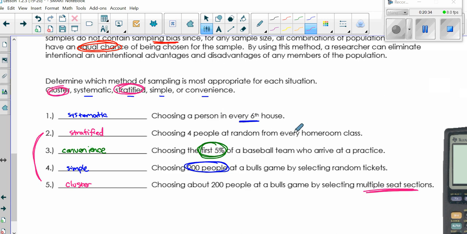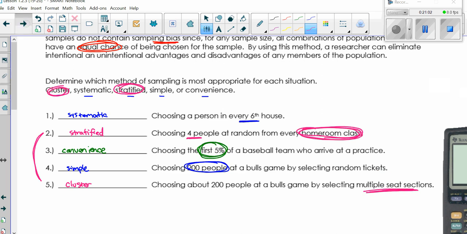So it's hard to see, but maybe we see it now. Notice it says 4 people at random from every homeroom. The homeroom is a grouping. It's a natural grouping. Okay, the school did it. You didn't do it based off of interest, but it's a natural grouping. So all students are grouped within their homeroom, and then out of each of those groups, 4 people are selected from each homeroom. Okay, that's a stratified. We're grouping, we pick within the group instead of picking the whole group.